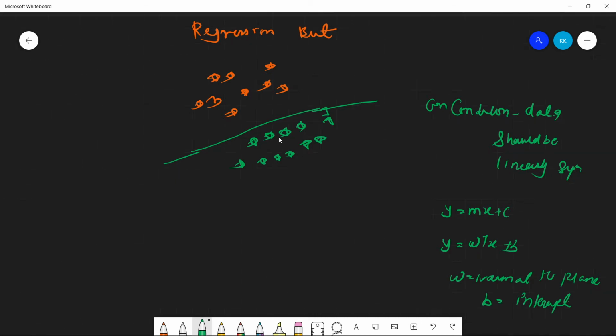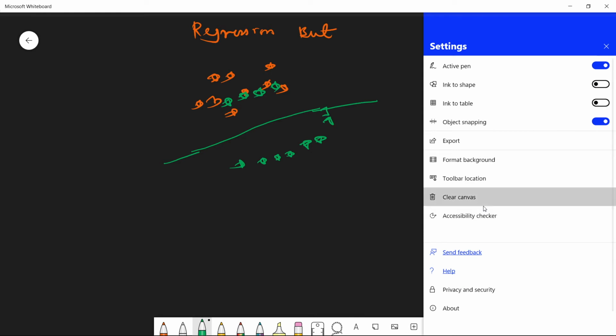Now we see how we are going to solve this classification problem. My basic assumption is that my data should be linearly separable. Let me take a new canvas and explain from scratch. So this is my first class of green points, and this is my orange class.